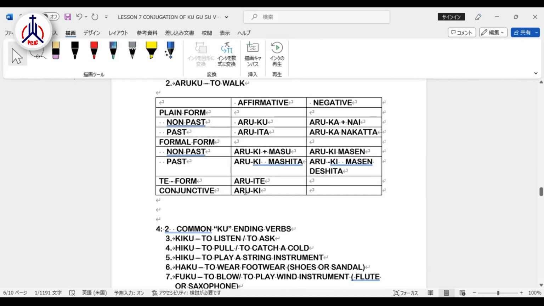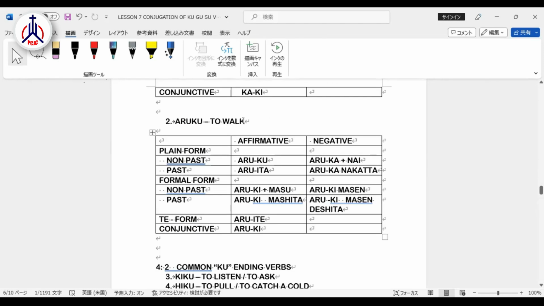And then your conjunctive is aruki. So the word is aruku, okay, to walk. Aruku, arukanai, arukanakatta. And then change the formal to I series: arukimasu, arukimasen, arukimashita, arukimasen deshita. Your te form is aruite.